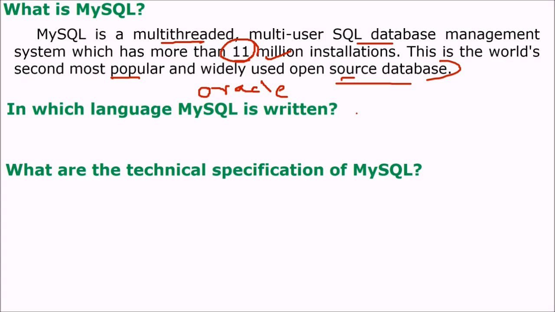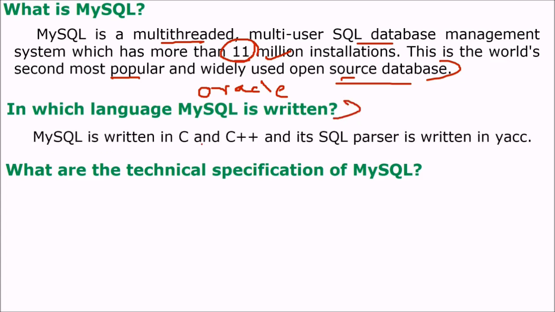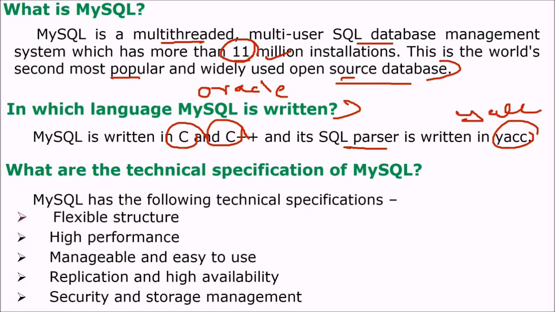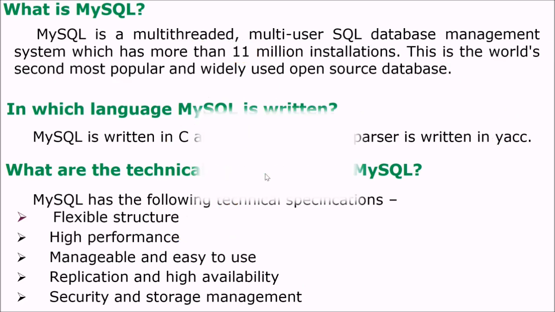In which language is MySQL written? Can you guess? Is it C, C++? MySQL is written in C and C++, and the SQL parser is in YACC. What are the technical specifications of MySQL? MySQL has these specifications. First, it has a flexible structure. The performance is very high. It is quite manageable, easy to use. Replication and high availability are there. Security and storage management are always there.